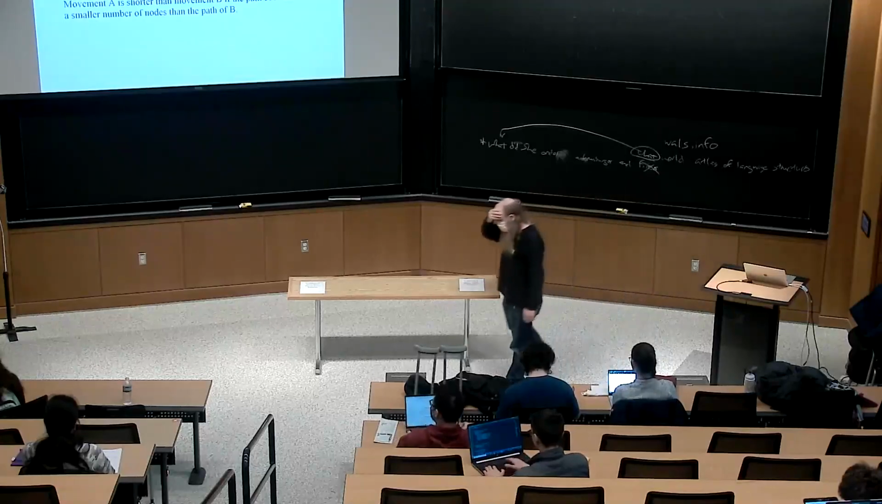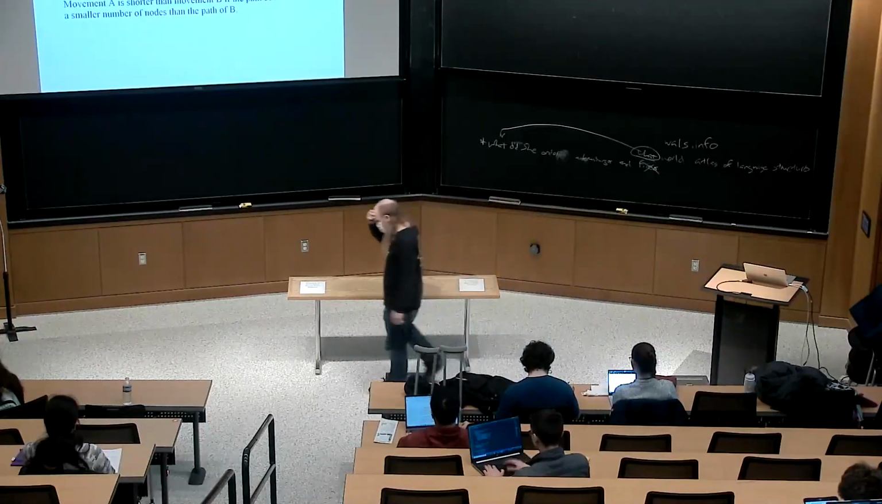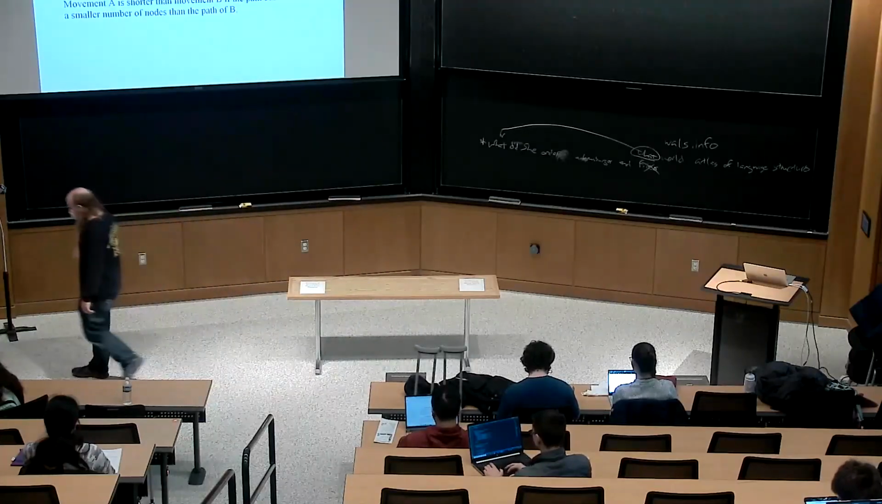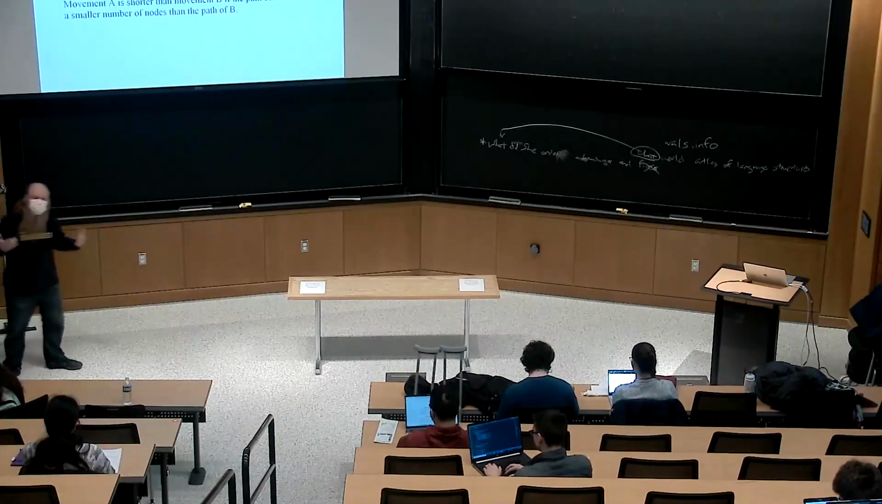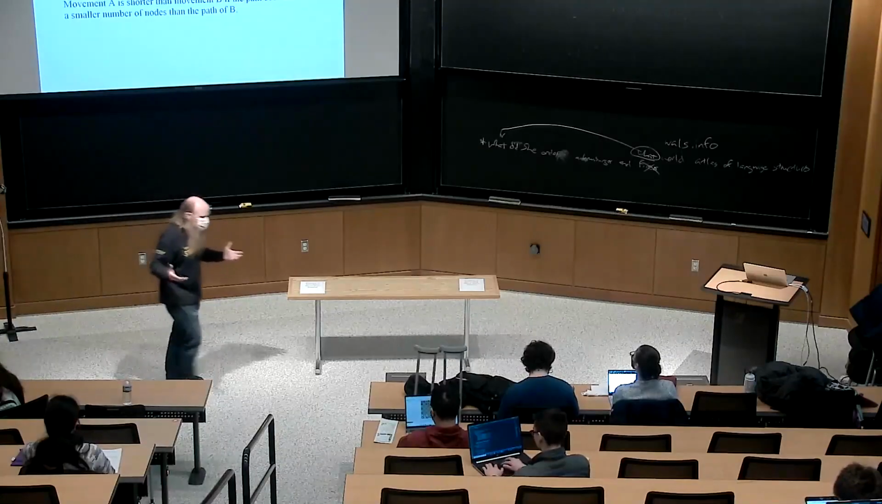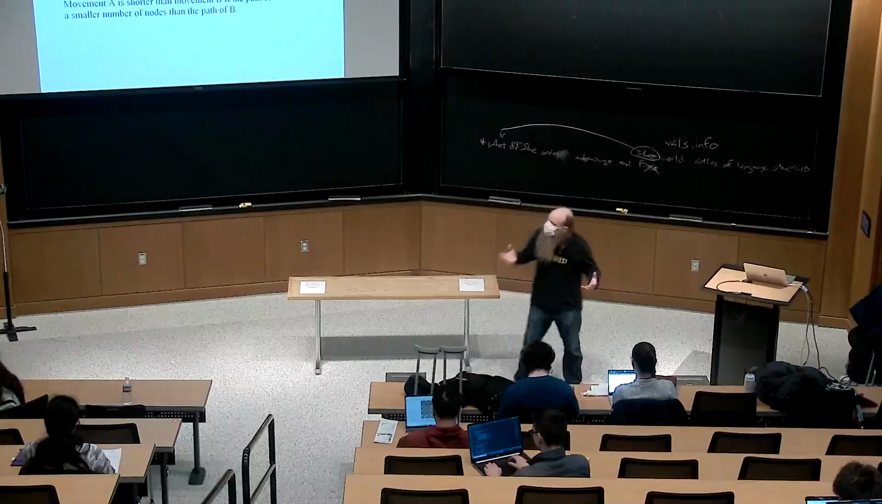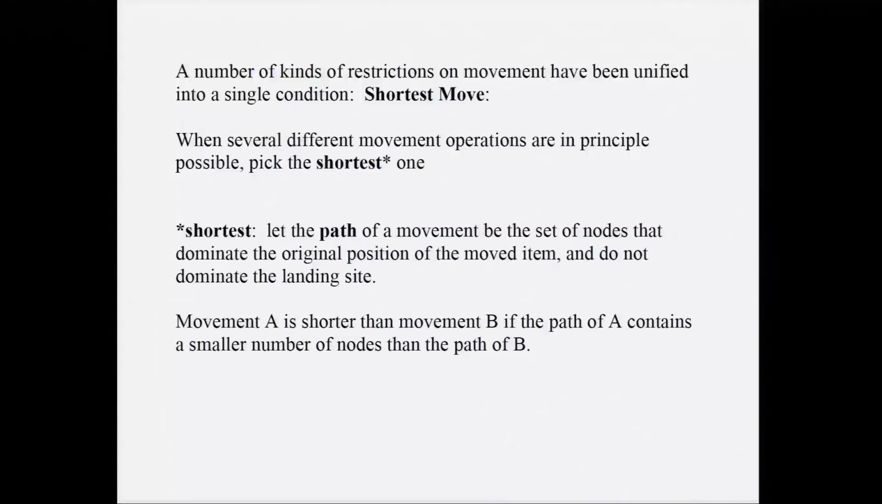So, an old observation, actually, is that a number of the restrictions on movement that people have found can be unified into a single condition that has been called various things and formalized various ways, but today I'll call it shortest move. It says, basically, if you have a choice between two movement operations, you should pick the shorter one. So pick short moves over long moves. And I gave you this definition of short.